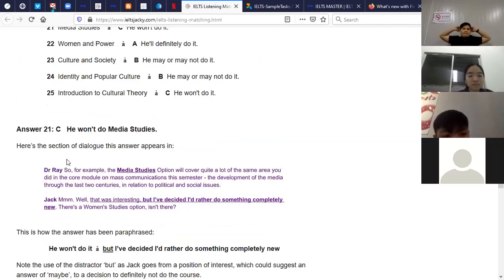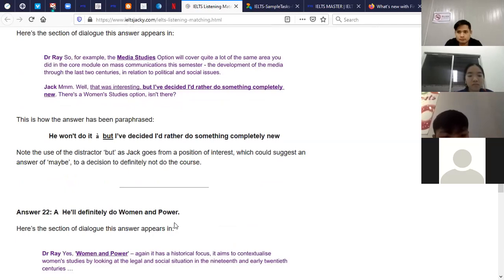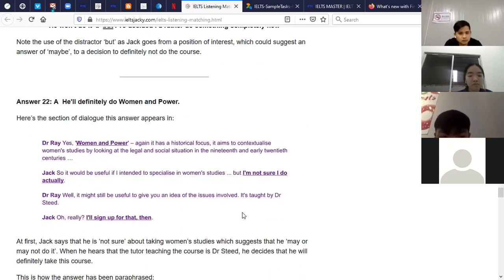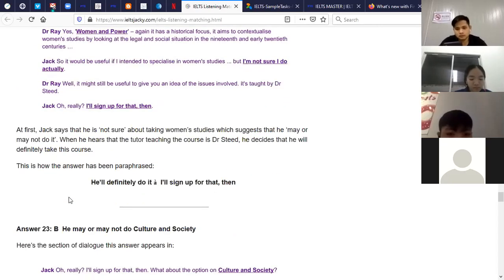So number 21, he won't do it because he said I'd rather do something completely new. Number 22, like Bong Pei and Kieng said, he signed up for that. Then like you said, definitely, you forgot earlier, right here. At first he said he's not sure, but then when she explained, he said he will sign up for that. That's why we chose A as the answer for number 22.